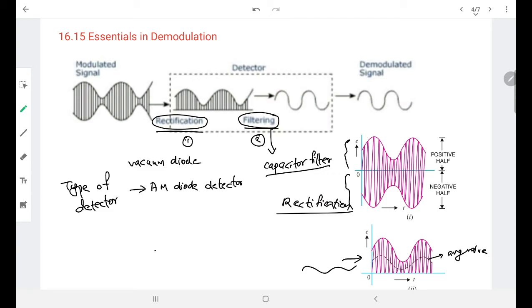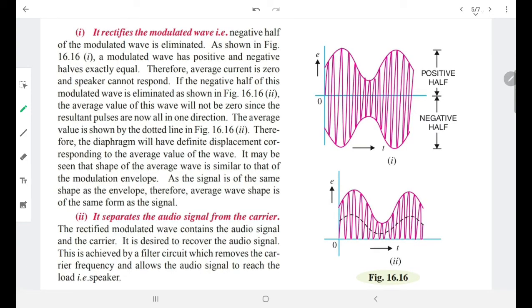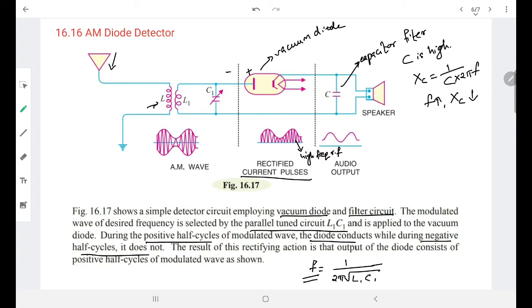In this we have two functions, rectification and filtering. Rectification is done using a diode, and such detectors are called AM diode detectors. Here I am explaining the demodulation process occurring for an AM, or amplitude modulated, wave. Frequency modulation is another matter, and we are not interested in that. So the AM diode detector detects the signal, the vacuum diode rectifies it, and the capacitor filter circuit will filter out the high RF component.